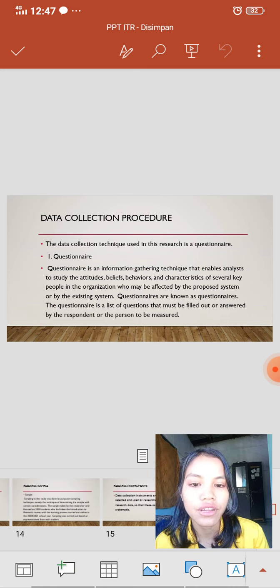Questionnaires are also known as kuesioner. The questionnaire is a list of questions that must be filled out or answered by the respondent, or the person to be measured.